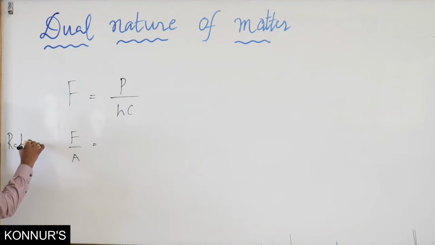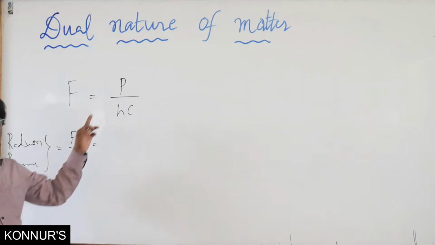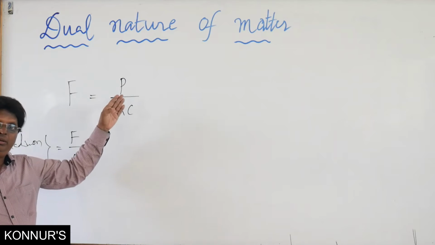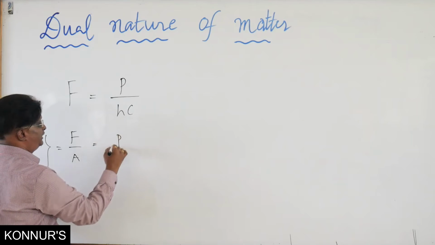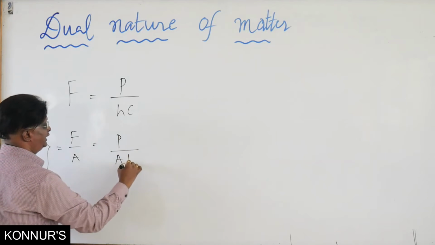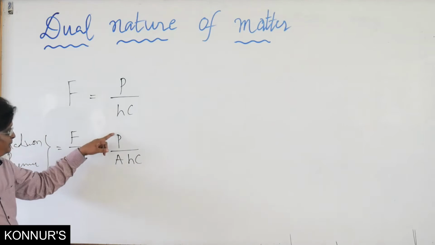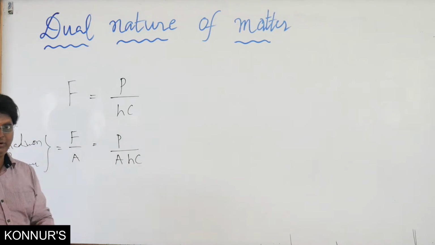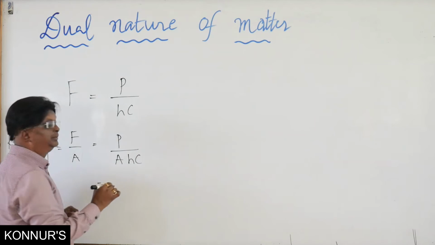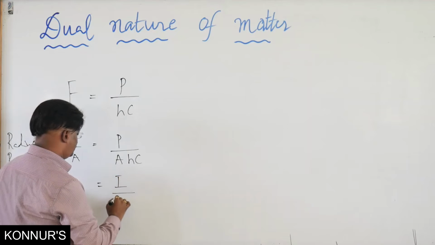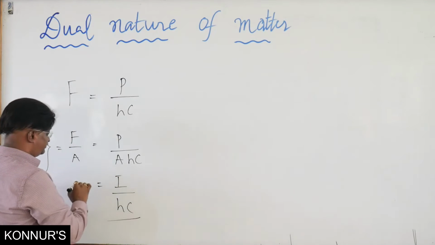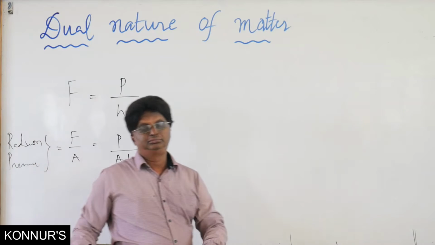So here I simply write radiation pressure, whatever symbol you want to use. Generally P is used for pressure, but I am already using it for power. F by A becomes P by A hc. Power by area is what we earlier called intensity, power per unit area, therefore it becomes I upon hc. So this is radiation pressure.